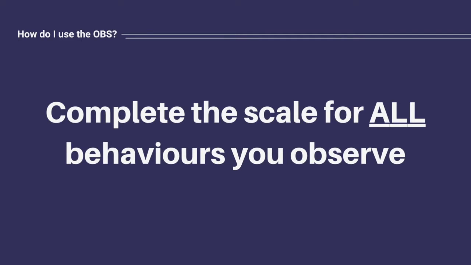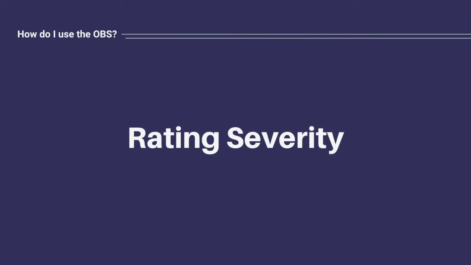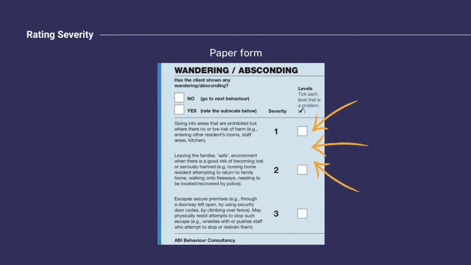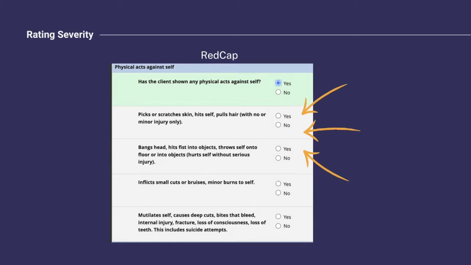It is important that you complete the scale for all behaviors you observe, otherwise the scale will not provide good information. Often, people report only the behaviors that appear most striking or cause the most concern, rather than all the behaviors that occur. In terms of rating severity, each category of behavior is divided into multiple levels, and these levels are ordered in increasing severity. Each severity level has examples of behaviors. On the paper form, if your family member presents with any of the behaviors in the examples, tick the levels column for the behavior or behaviors. The severity level is then rated. On REDCap, simply select yes or no for each behavior.